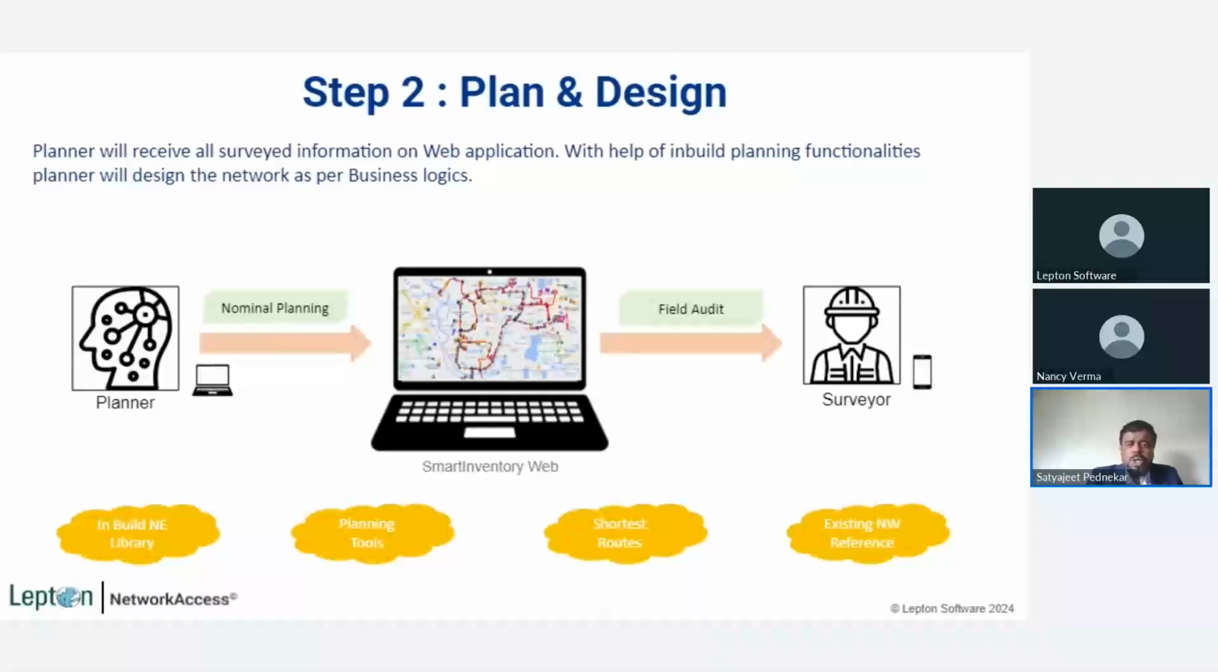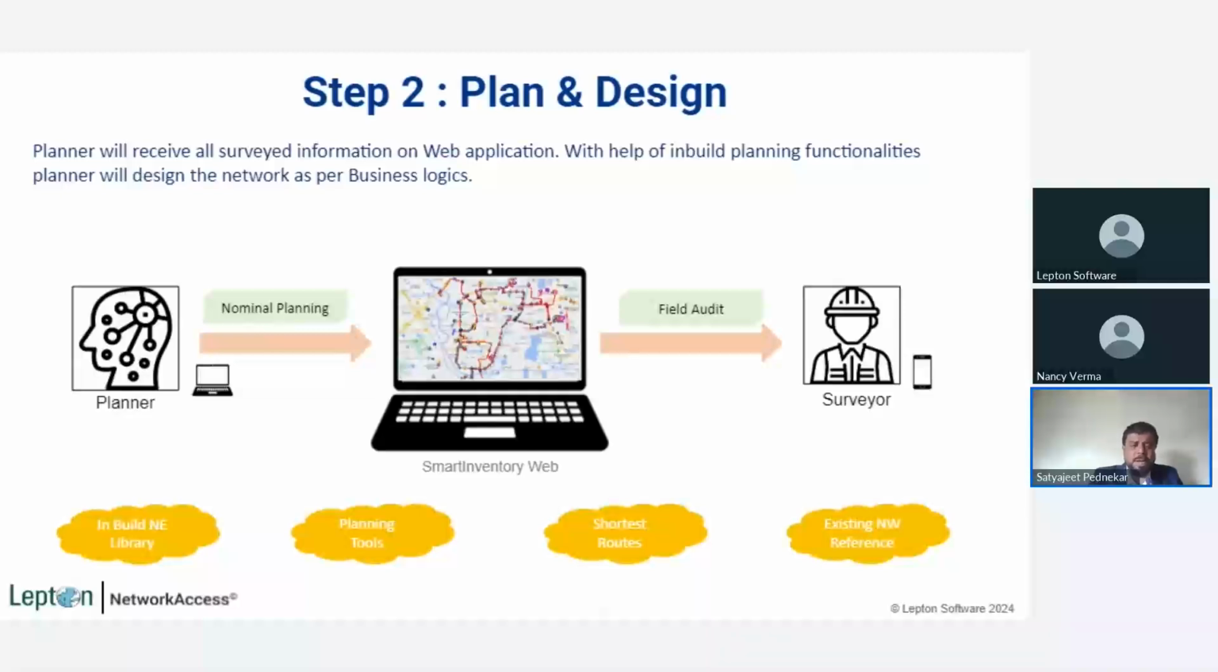He will do the nominal planning. The nominal planning is a first level of planning where the planner will do the planning based on the inputs. And then he will forward it to the surveyor for the field audit, because it is not always possible that whatever the network planner has planned will be feasible on the field. So once the nominal planning is done, it will go to the surveyor. The surveyor will go to the field and check the nominal plan assigned by the planner. If there are any changes, he can make some changes.